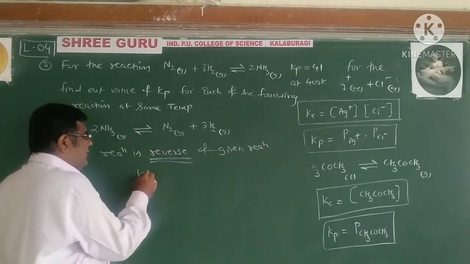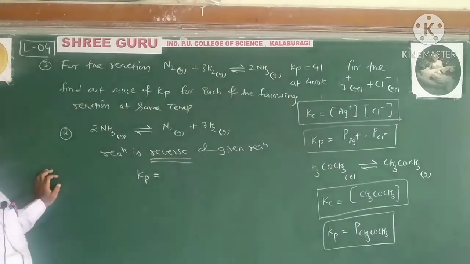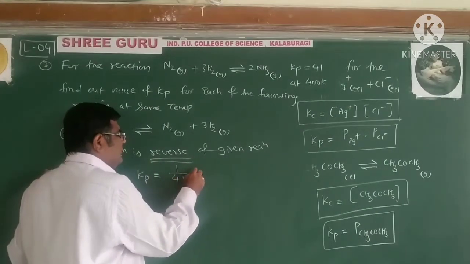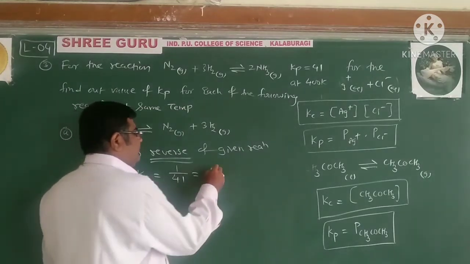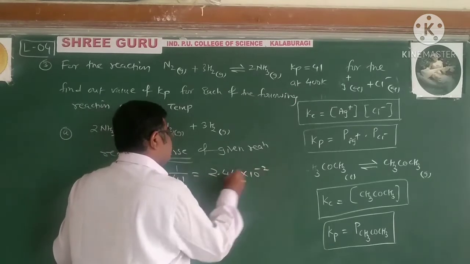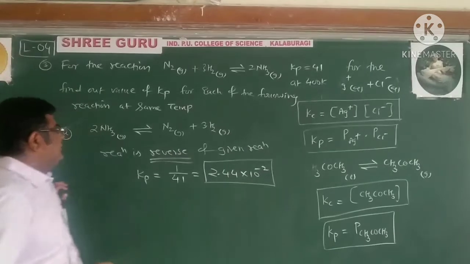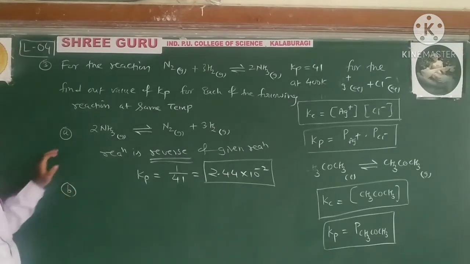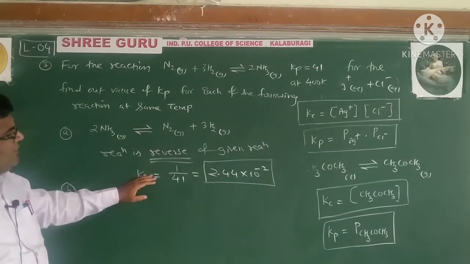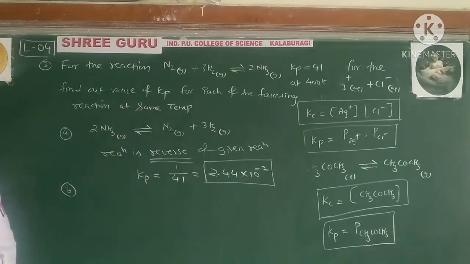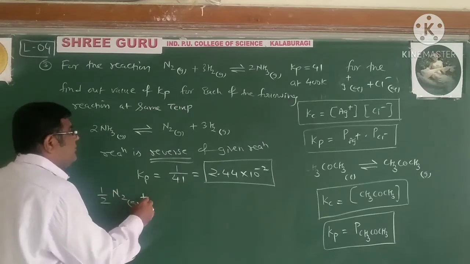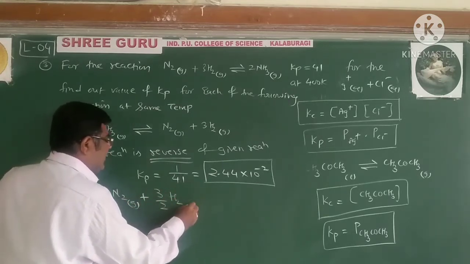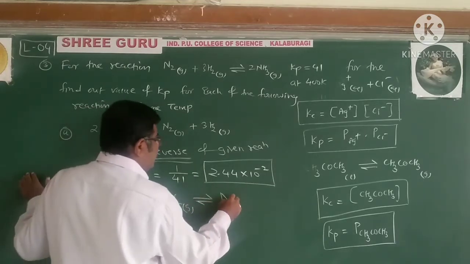So what happens to the Kp? You know that if a reaction is reversed, we get the value which is the reciprocal of the given equilibrium constant. So it is 1 by 41, which is 2.44 into 10 raised to minus 2. Like this. If the reaction is reversed, the new equilibrium constant is the inverse of the given reaction's equilibrium constant. See the next one. Half nitrogen gas plus 3 by 2 hydrogen gas gives NH3 in gas state.